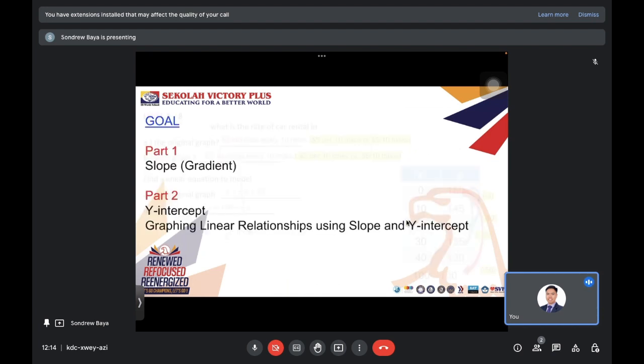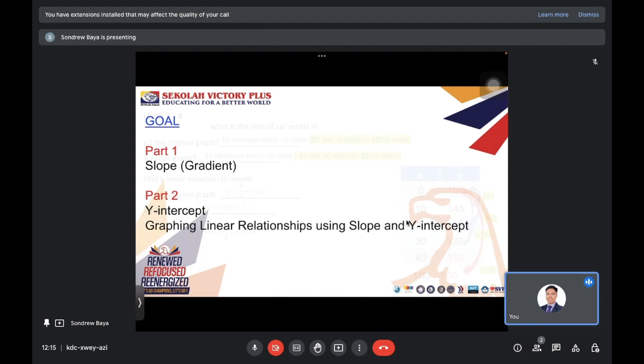So for this week, we have two goals. Number one is the slope or the gradient. So you need to understand what slope is, what it means in real life context, and of course, how do you graph linear relationships using the slope and using the y-intercept.